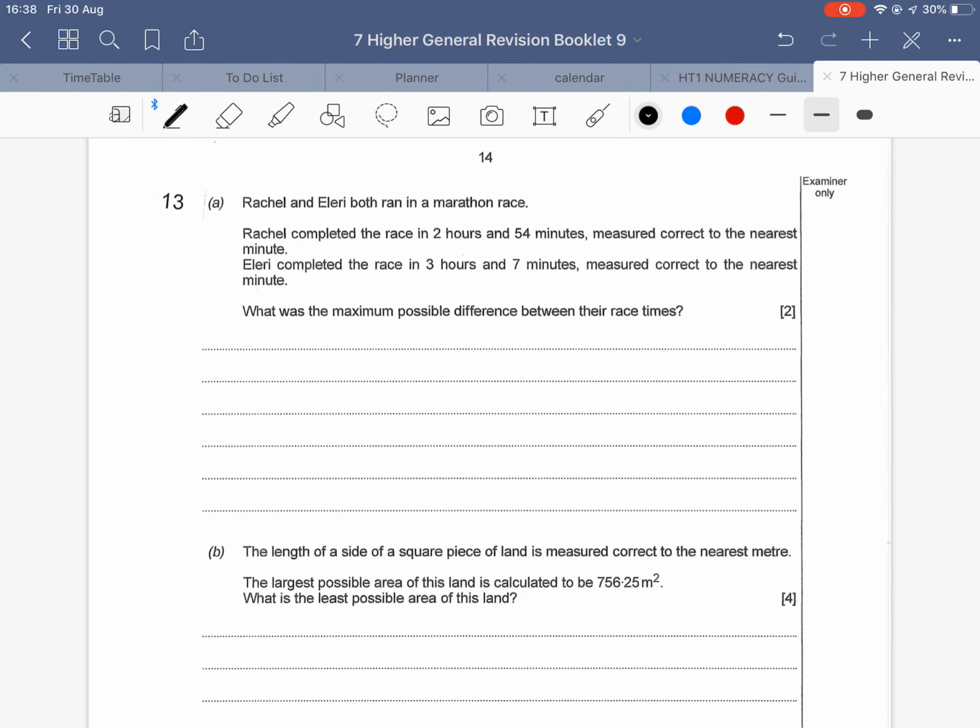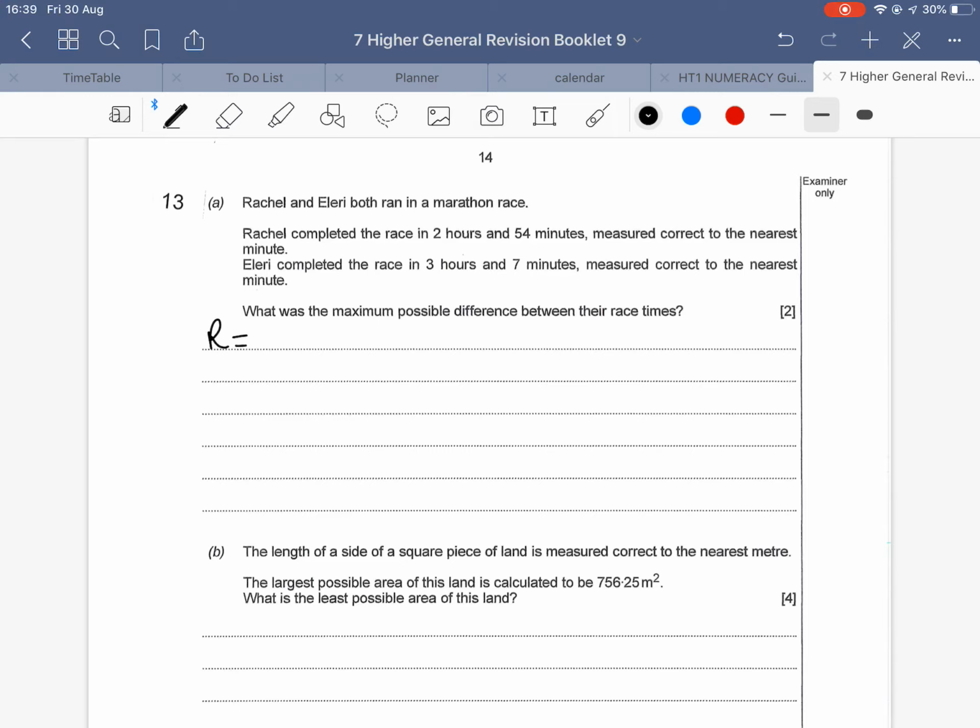Okay, question 13. Rachel and O'Leary both ran in a marathon race. Rachel completed the race in 2 hours 54 minutes, measured correct to the nearest minute. O'Leary completed the race in 3 hours and 7 minutes, correct to the nearest minute. What was the maximum possible distance between their race?